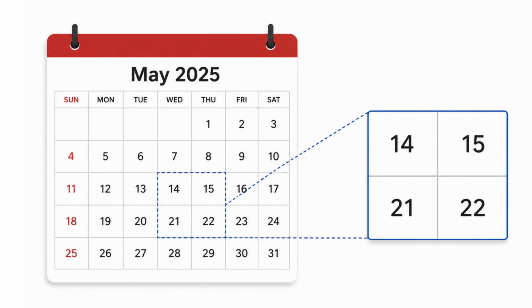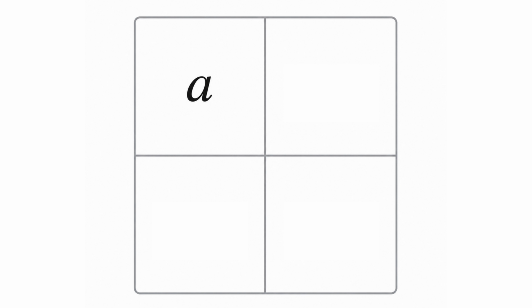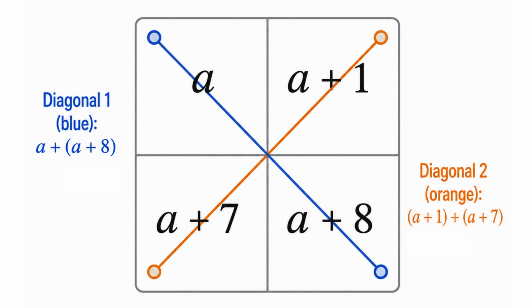Let us examine a hidden pattern inside calendars. Suppose the top left number in a 2 by 2 calendar square is A. Then the remaining numbers automatically become A plus 1, A plus 7, and A plus 8. Now compare the diagonal sums. The first diagonal is A plus A plus 8, which is 2A plus 8.